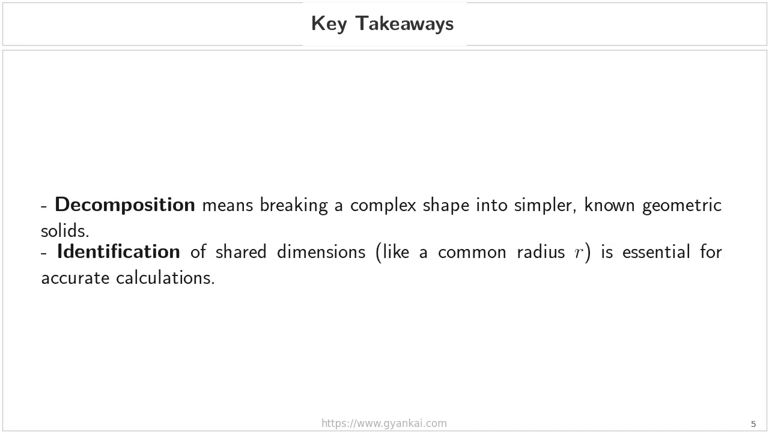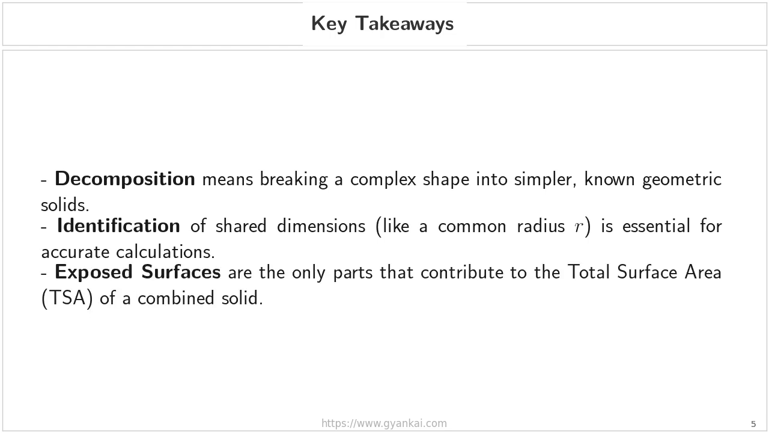Second, pay close attention to identification. As we saw in our example, identifying shared dimensions, such as a common radius, r, is absolutely essential. If you miss a shared dimension, your entire calculation will be off. Third, always focus on the exposed surfaces. When we are calculating the total surface area of a combined solid, we are only interested in the parts that are on the outside. If you can touch it from the exterior, it counts toward your total.